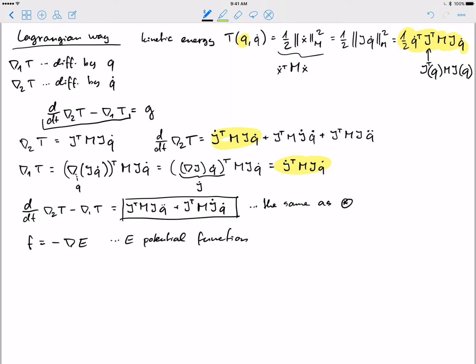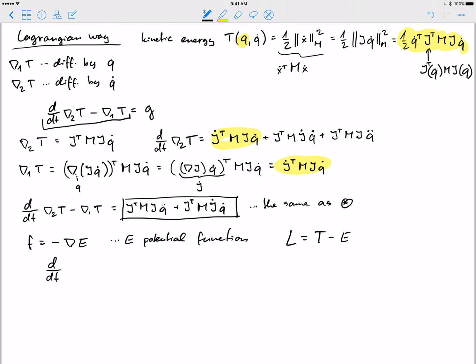then what you can do is define the Lagrangian L. The Lagrangian is simply the kinetic energy minus the potential energy. Okay, it's kind of similar to the Hamiltonian. The Hamiltonian is the sum of the kinetic energy plus the potential energy. And then you can write the equations of motion like this.